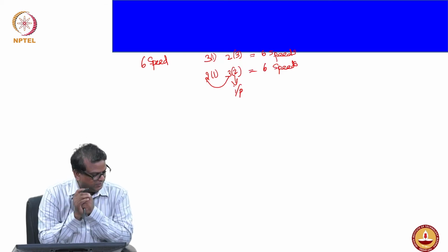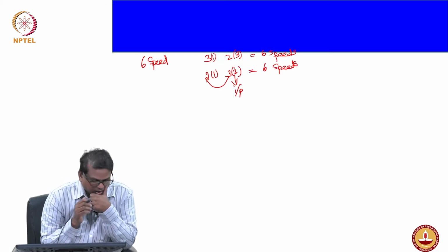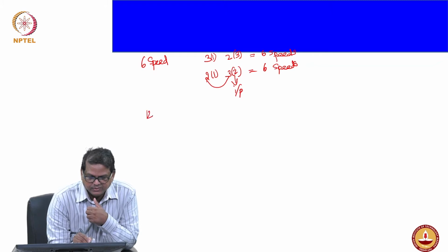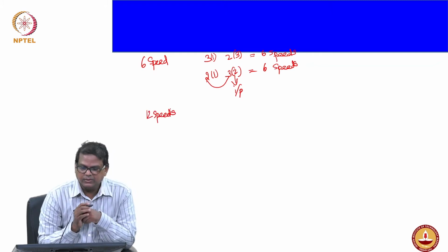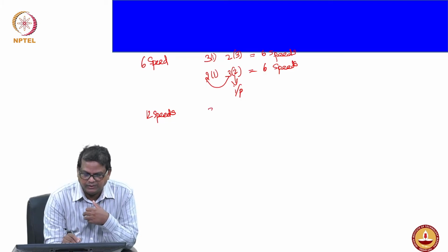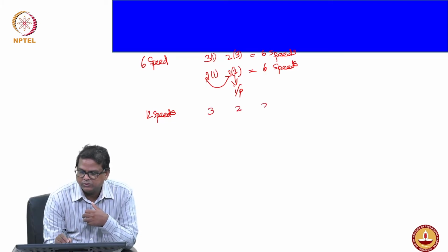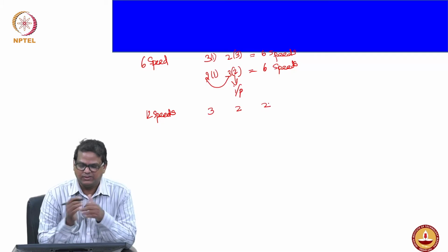Okay. Let me give you one more piece of information. How about 12 speeds? We will have 12 speeds. For 12 you can have various combinations: 3, 2, 2. Okay, let us see.